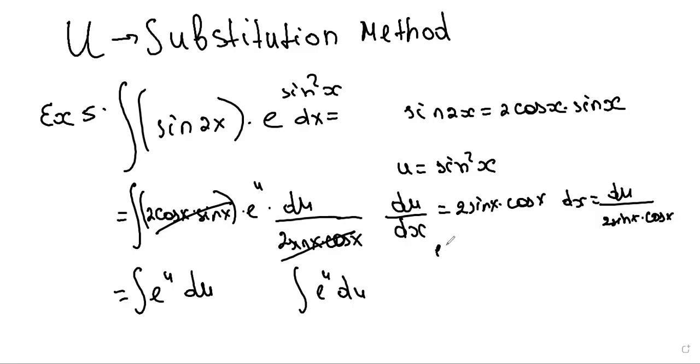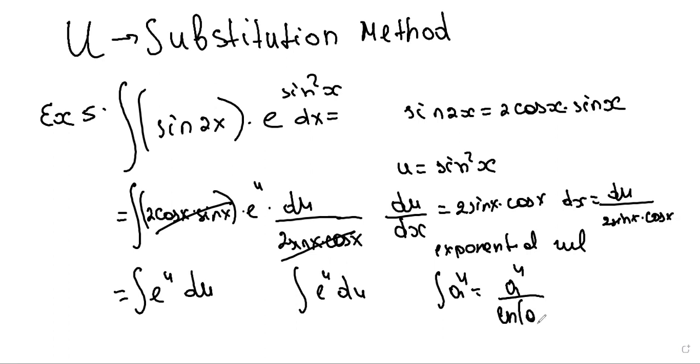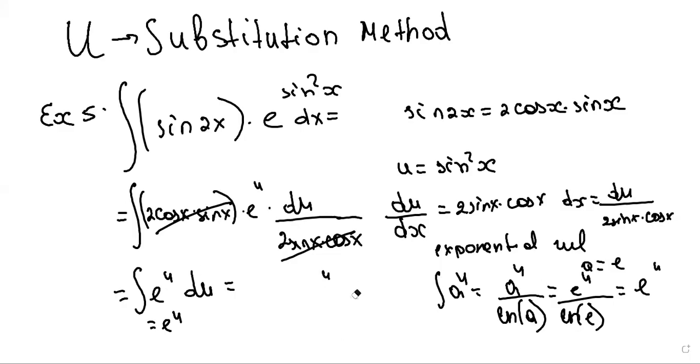We apply the exponential rule, which says the integral of a to the power of u is a to the power of u divided by ln a, where a is equal to e. You know that ln e is 1. So we will have e to the power of u. We substitute u as sine squared x, so that will be e to the power of sine squared x plus C. That will be our answer.